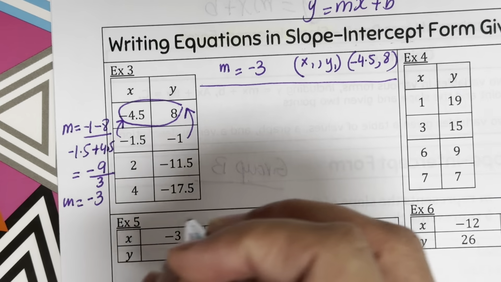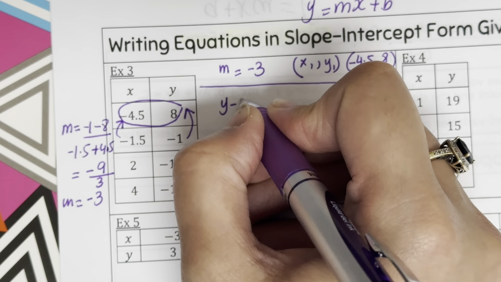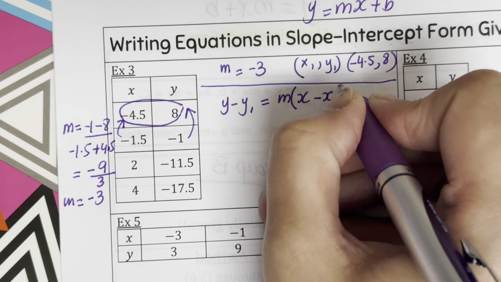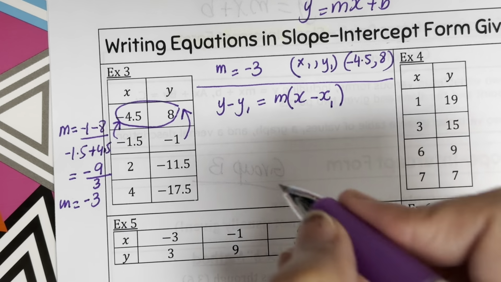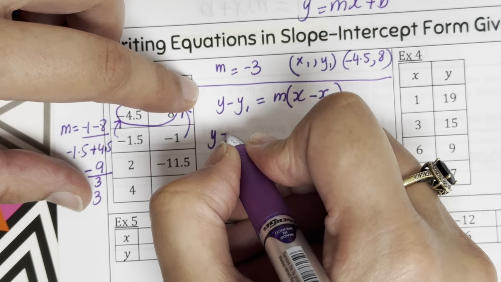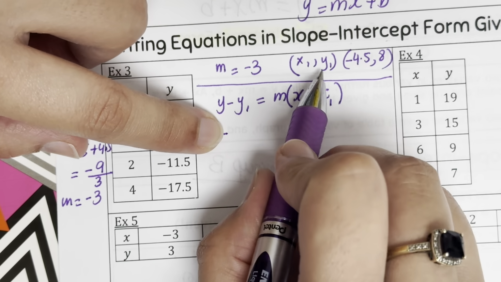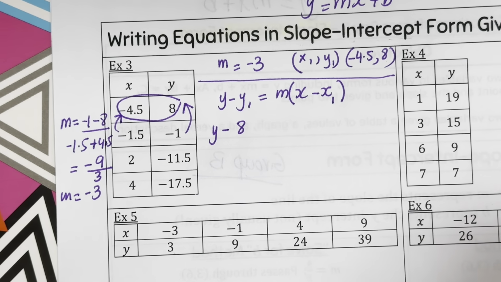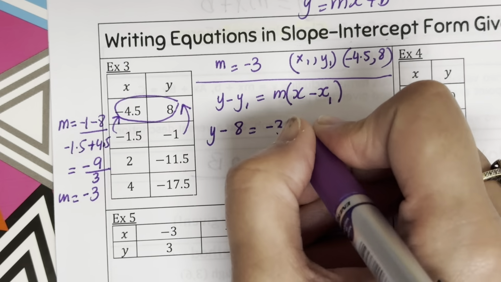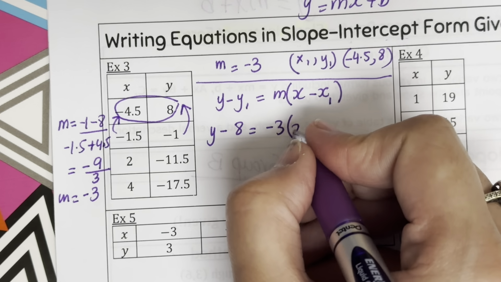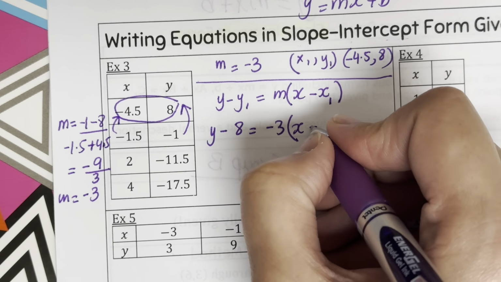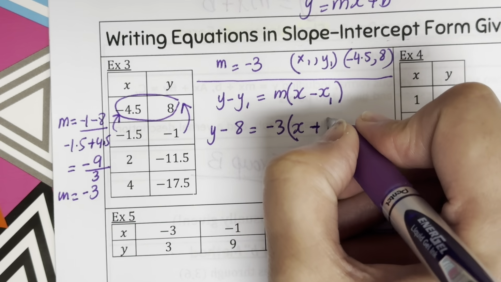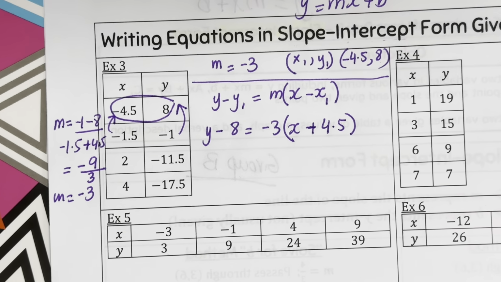Now let's write our equation in the point slope form. So y minus y1 equal m times x minus x1. Let's plug in the numbers. Y minus y1, what is y1? Y1 is 8. It's a positive number, so I'm just gonna put it like that. Slope is negative 3, put it like this. X minus x1 is negative 4.5. It's a minus negative 4.5, so it should become a plus 4.5. So I'm just writing it directly this time.